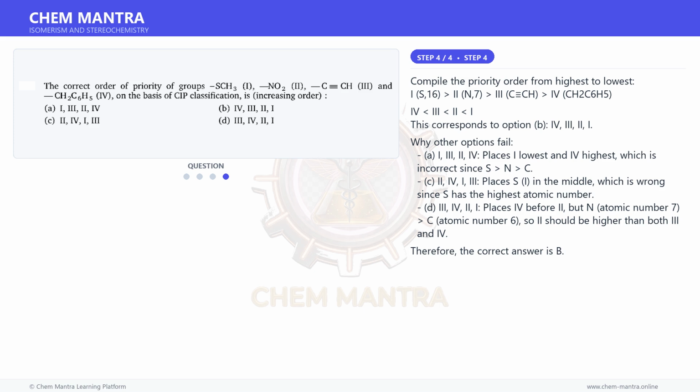Why other options fail? A, 1, 3, 2, 4 places 1 lowest and 4 highest, which is incorrect since S is the highest. C, 2, 4, 1, 3 places S, 1, in the middle, which is wrong since S has the highest atomic number. D, 3, 4, 2, 1 places 4 before 2, but N, atomic number 7, beats C, atomic number 6, so 2 should be higher than both 3 and 4.